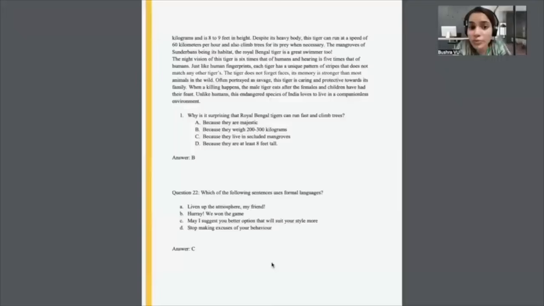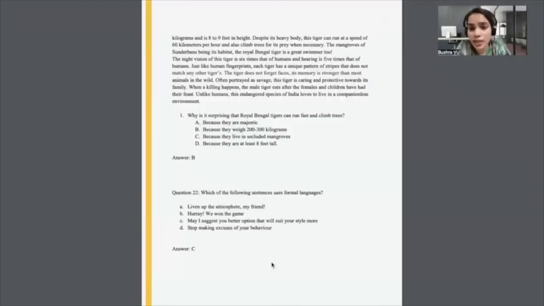Just like human fingerprints, each tiger has a unique pattern of stripes that does not match any other tiger. Like we have our thumbprints different, they have their patterns different. The tiger does not forget faces, and has a memory stronger than most animals in the wild. Often portrayed as savage, this tiger is caring and protective towards its family.